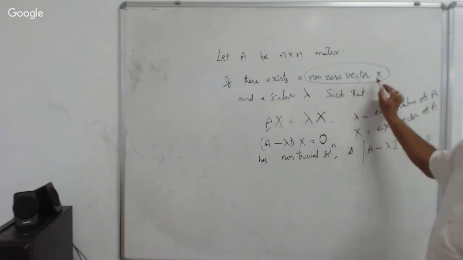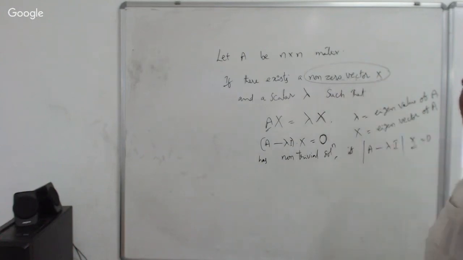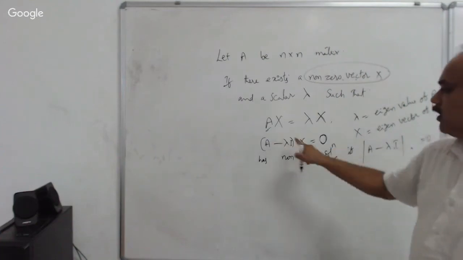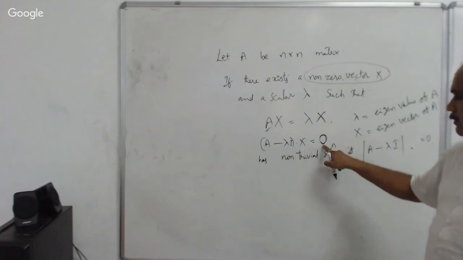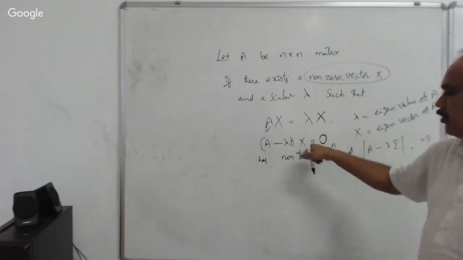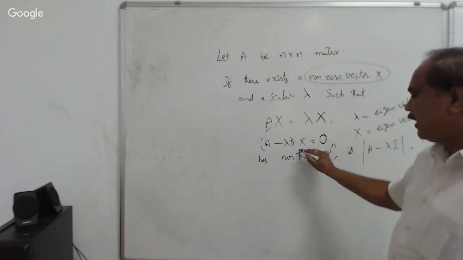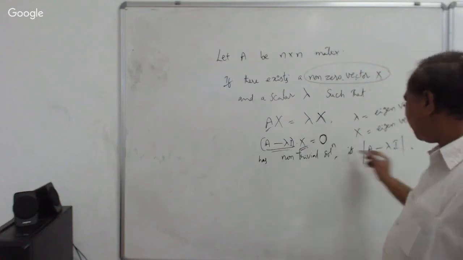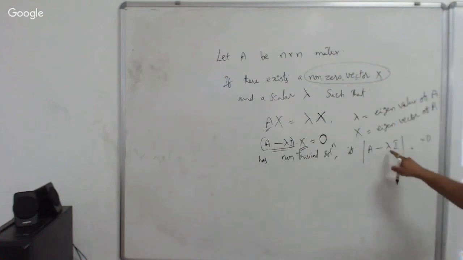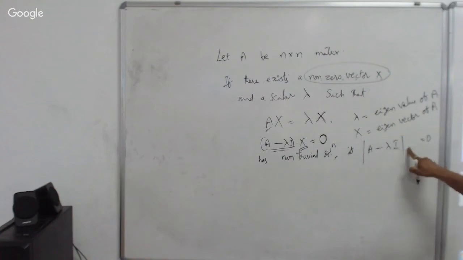Here, x is not equal to 0, x is a non-zero vector. By taking the modulus, it is non-zero. By taking the determinant, it becomes 0. But the other quantity is non-zero, therefore the determinant must be 0. Therefore, we are getting determinant of A minus lambda I equal to 0. It is called the characteristic equation.